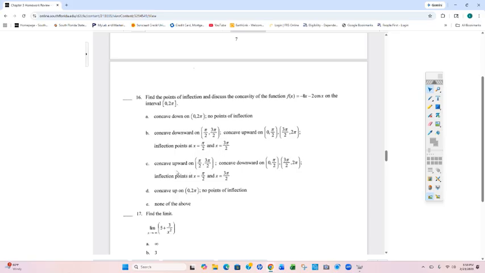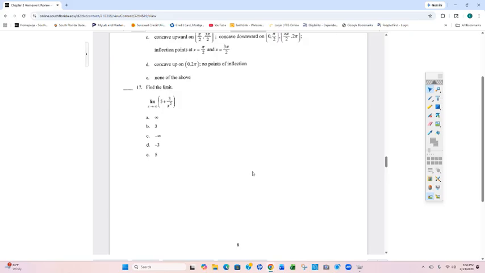Answer C, concave upward on the interval pi over 2, comma, 3 pi over 2. Concave downward on two intervals, 0, comma, pi over 2 and 3 pi over 2, comma, 2 pi. Inflection points at x equals pi over 2 and x equals 3 pi over 2. D, concave up on the interval 0 to 2 pi with no inflection points, and E is none of the above. The answer to 16 is B, and that came from chapter 3, section 4.